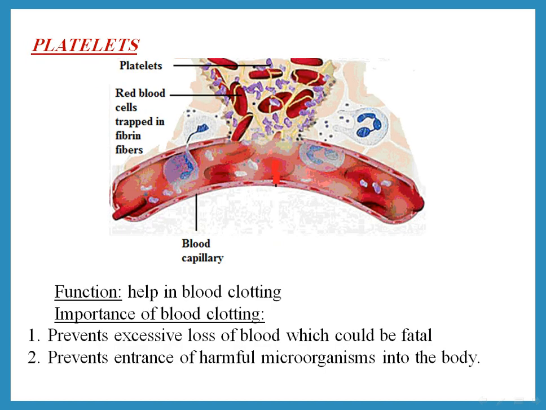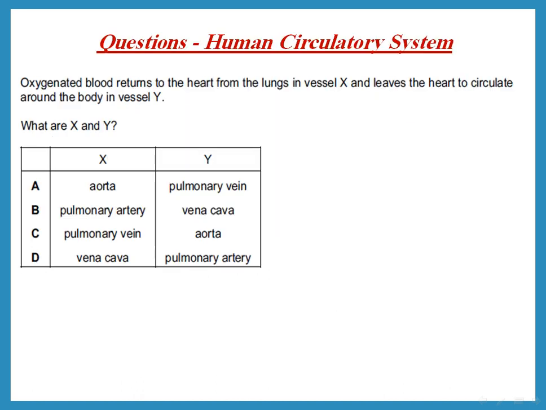Platelets are tiny little pieces of cells that help in blood clotting. We said if you have a wound that is bleeding, that means you cut one of your blood vessels, we need to close it. So how do we close it? We need to do blood clotting, and this requires platelets. Why is it important to do blood clotting? You should realize that you need to close your wound, because if you keep bleeding, then that would be fatal. The person will die. And we don't want any harmful microorganisms to enter into the body.